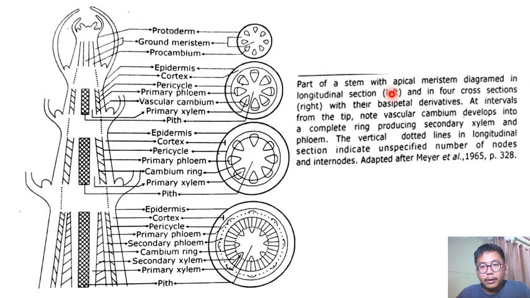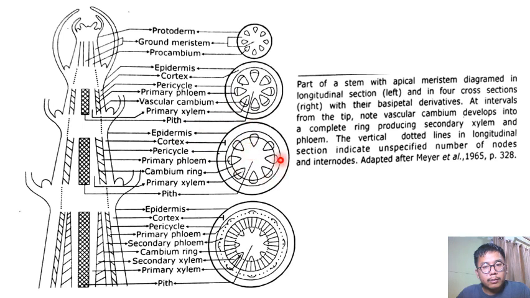This picture represents the part of a stem with apical meristem. They are all meristematic tissues. The diagram is in longitudinal section, not in transverse section, and in 4 cross sections, 1, 2, 3, 4, with their basipetal derivatives. Here, since it is young, it will have protoderm, ground meristem, and procambium. The next one will be much more mature than the apical meristem. Here it will start forming the epidermis, outer layer, cortex, mostly rich in parenchyma cells, pericycle, and primary phloem, which is produced from cambium, and vascular cambium would also produce primary xylem.